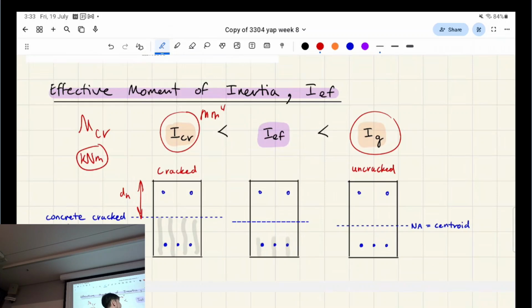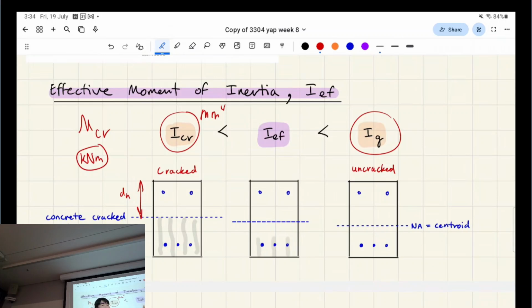Once you have cracking occurring, it's not the same thing anymore. It starts bending around the neutral axis, and the centroid of all that is going to be a different number. This is like a material property of concrete, right? I shouldn't say that, it's not a good word. It's specific to concrete, right?